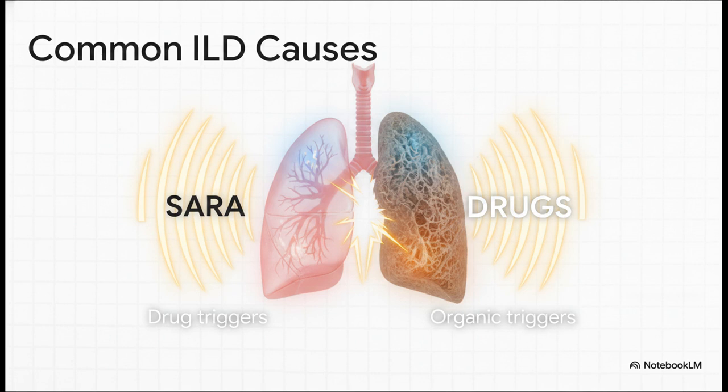We also see some really wild hypersensitivity triggers here, stuff like farmer's lung from moldy hay, bird fancier's lung from avian proteins, or even hot tub lung from inhaled water vapor. Nailing down these triggers is absolutely key to cracking the case.